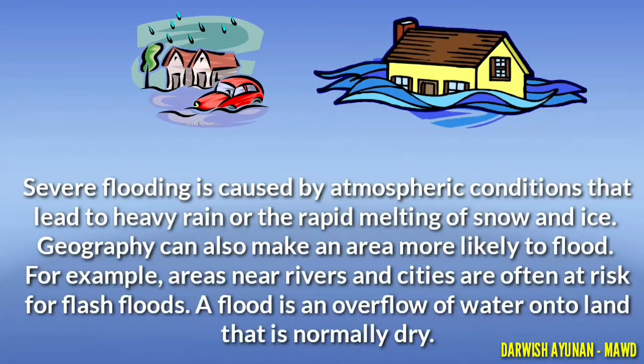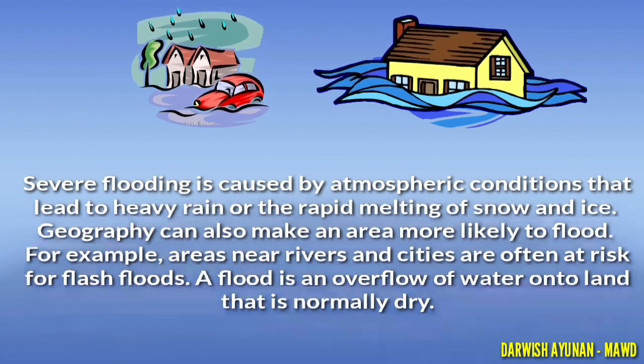Severe flooding is caused by atmospheric conditions that lead to heavy rain or the rapid melting of snow and ice. Geography can also make an area more likely to flood. For example, areas near rivers and cities are often at risk for flash floods. A flood is an overflow of water onto land that is normally dry.